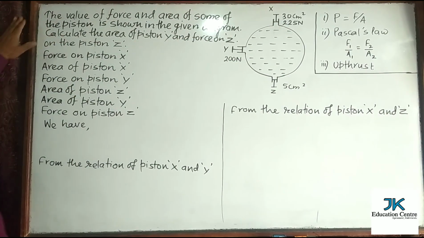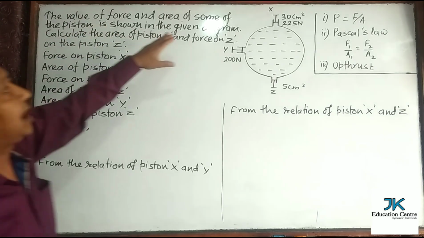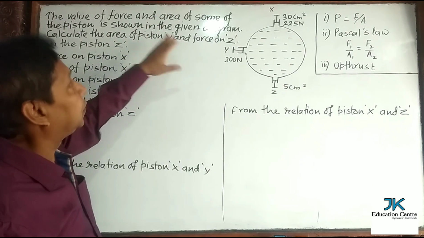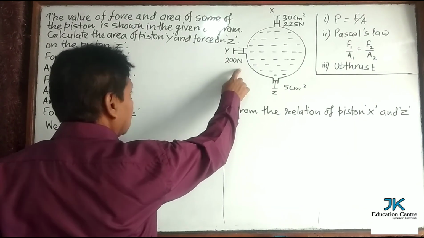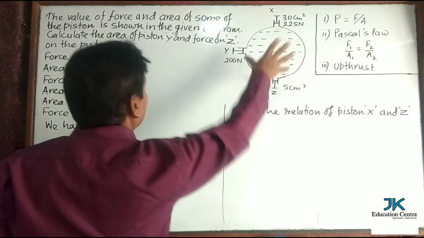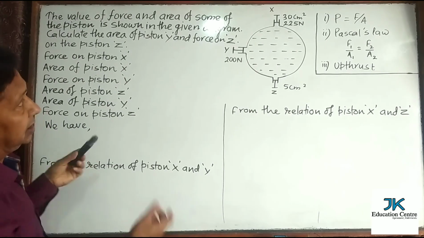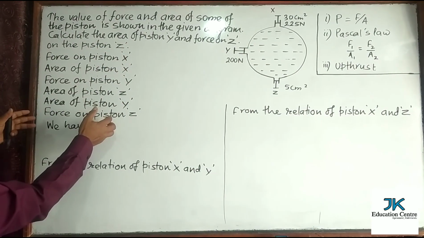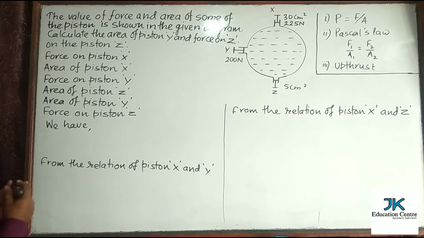Now I'm reading the question. The values of the force and area of some of the pistons are shown in the given diagram. Calculate the area of piston Y and the force on Z. The area of piston Y is asked, where force is given, and the force on piston Z is asked, where area is given. Now this numerical seems a little confusing, but there is no confusion at all. Whenever we write the information of the numerical problem in mathematical notation, the same numerical problem feels very easy. Now let's talk about this information.